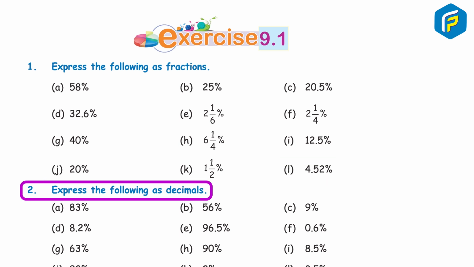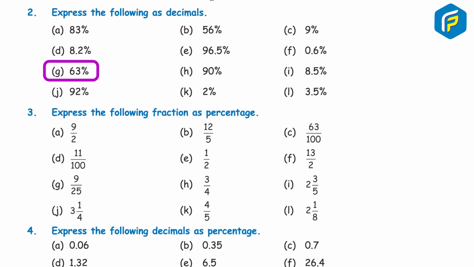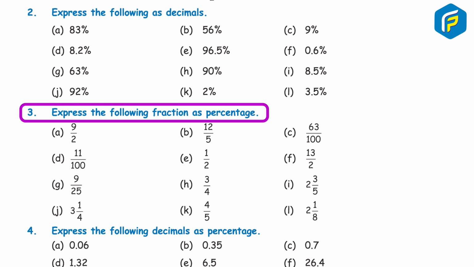Question 2. Express the following as decimals: A 83%, 0.83, B 56%, 0.56, C 9%, 0.09, D 8.2%, 0.082, E 86.5%, 0.865, F 0.6%, 0.006, G 63%, 0.63, H 90%, 0.9, I 8.5%, 0.085, J 92%, 0.92, K 2%, 0.02, L 3.5%, 0.035. Question 3. Express the following fractions as percentage.